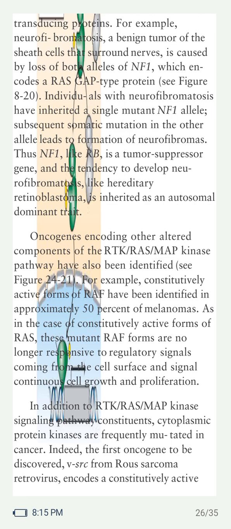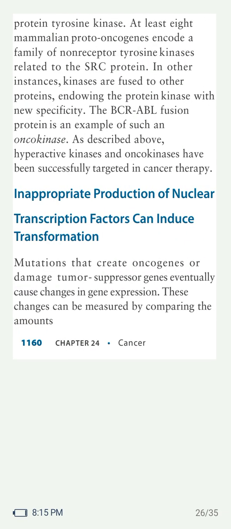In addition to RTK and RAS-MAP kinase signaling pathway constituents, cytoplasmic protein kinases are frequently mutated in cancer. The first oncogene to be discovered, v-SRC of Rous sarcoma retrovirus, encodes a constitutively active protein tyrosine kinase. At least 8 mammalian proto-oncogenes encode a family of non-receptor tyrosine kinases related to the SRC protein.